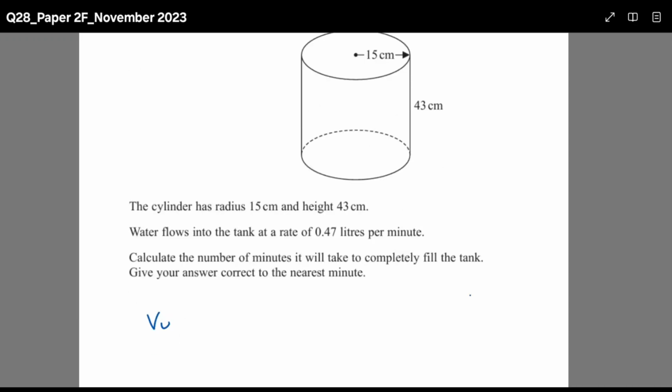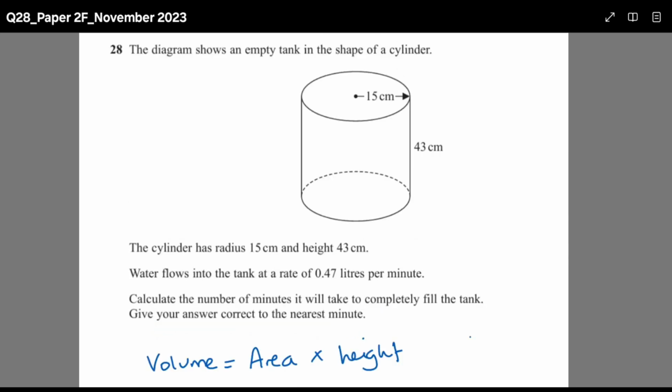To calculate the volume of a cylinder, we need to multiply the area of the cross-section by the height of the cylinder. The cross-section is basically the 2D shape you see when you slice through a 3D shape. So in this case, the cross-section of a cylinder is a circle, and the cross-section will be the same at both ends of your 3D shape. So this circle at the top is the same size as this circle at the bottom here.